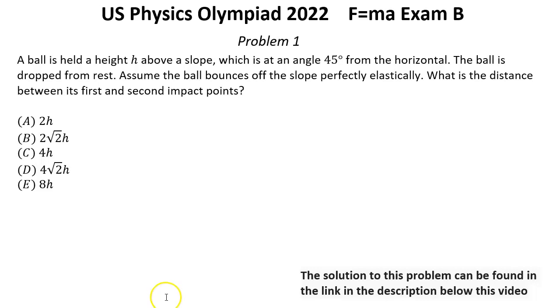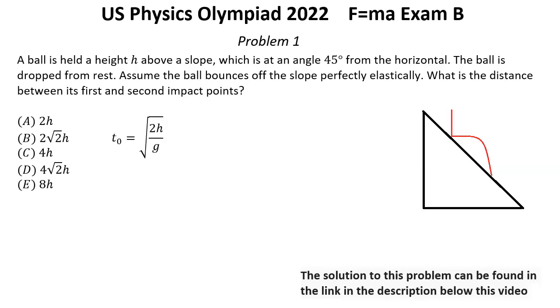Solution for problem number 1. First, let's draw the picture. From this picture we can see that height is h, and for this height the first time to travel will be t0 equal square root from 2h over g. It means that for the second impact it takes 2 times t0, which is 2 square roots from 2h over g.